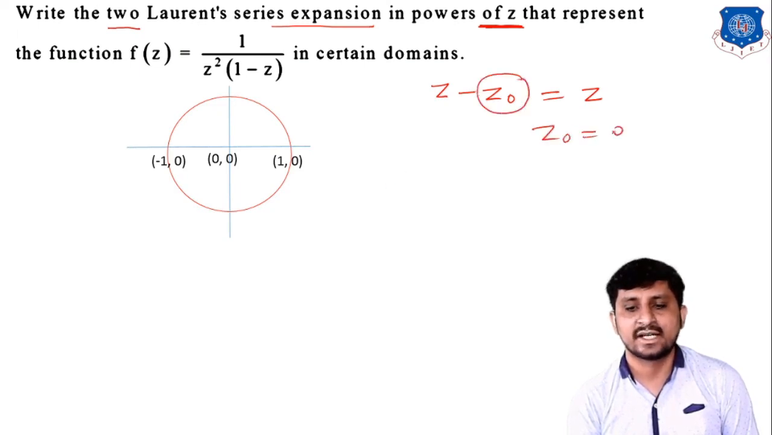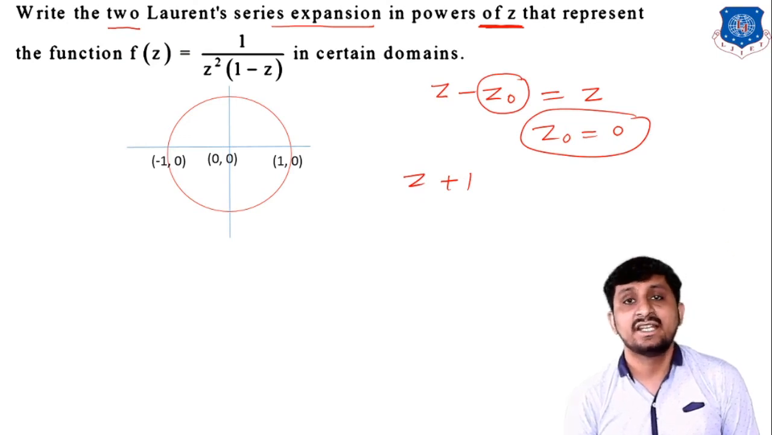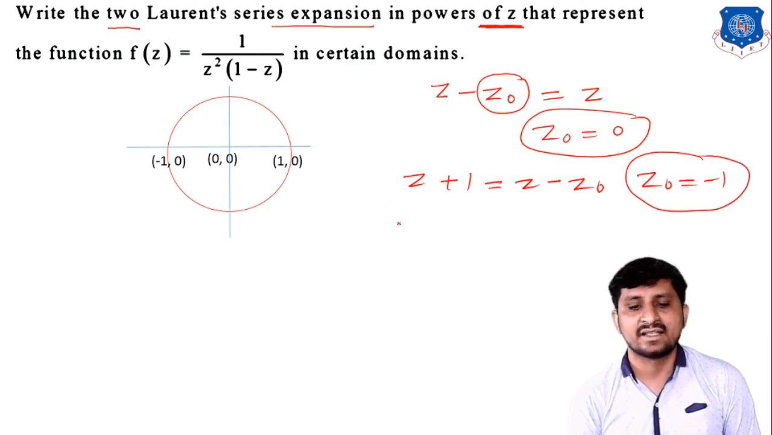Okay, z0 is equal to 0 here. Suppose you have z plus 1, that is, suppose they told us power of z plus 1. So compare with z minus z0. What is your z0 here? z0 is equal to minus 1. That means your center point is minus 1.